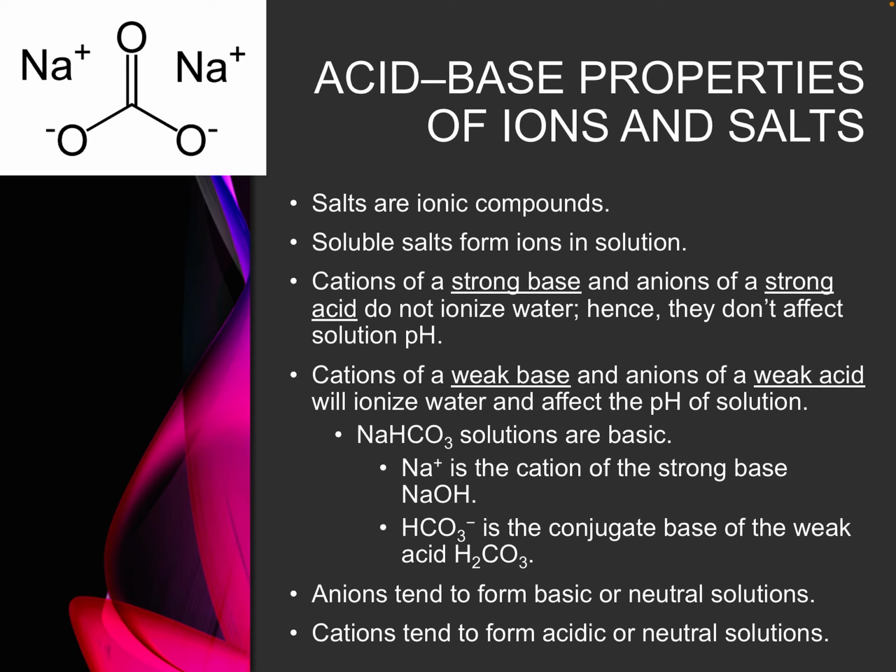So if we have the cation of a strong base or an anion of a strong acid, those don't ionize water. Those are not going to be strong enough to pull a hydrogen off of water or donate hydrogen onto water, so they will not affect the solution pH at all. However, if we have a cation of a weak base or an anion of a weak acid, those actually will ionize water and turn it into OH- or H3O+, and therefore it will affect the pH of the solution.